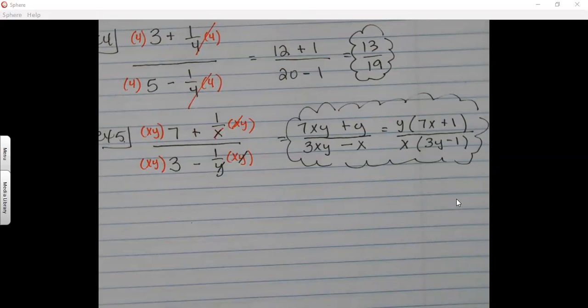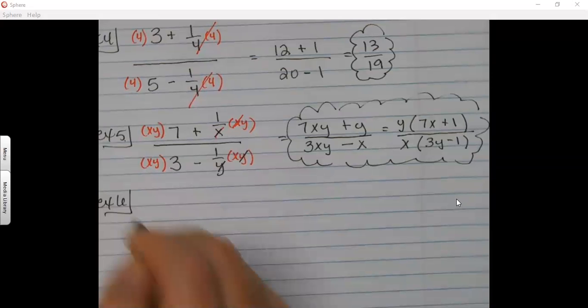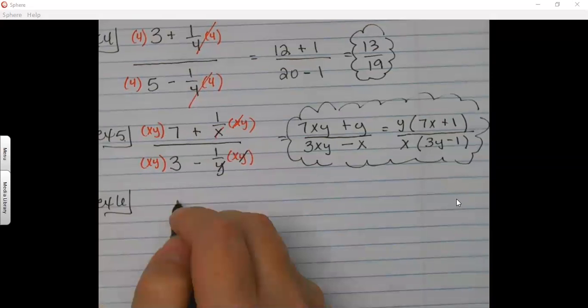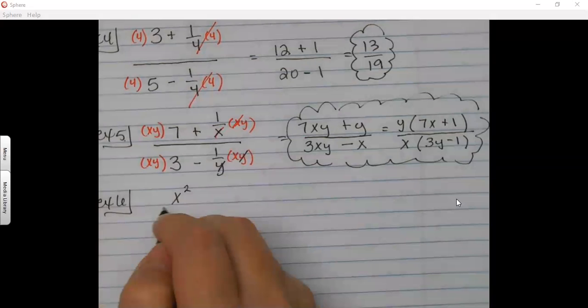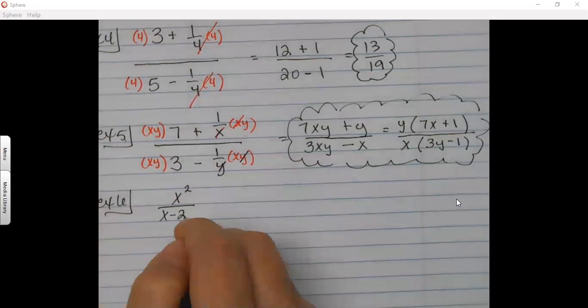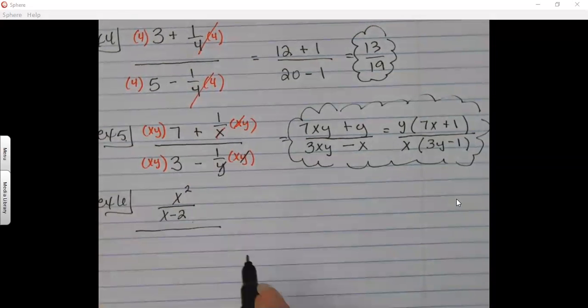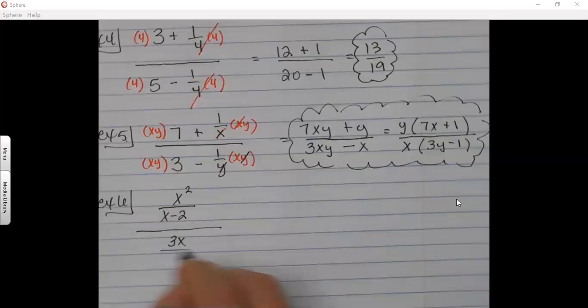All right, you ready to step it up a little? Okay. So we have x squared divided by x minus 2, quantity divided by 3x divided by x squared minus 4.